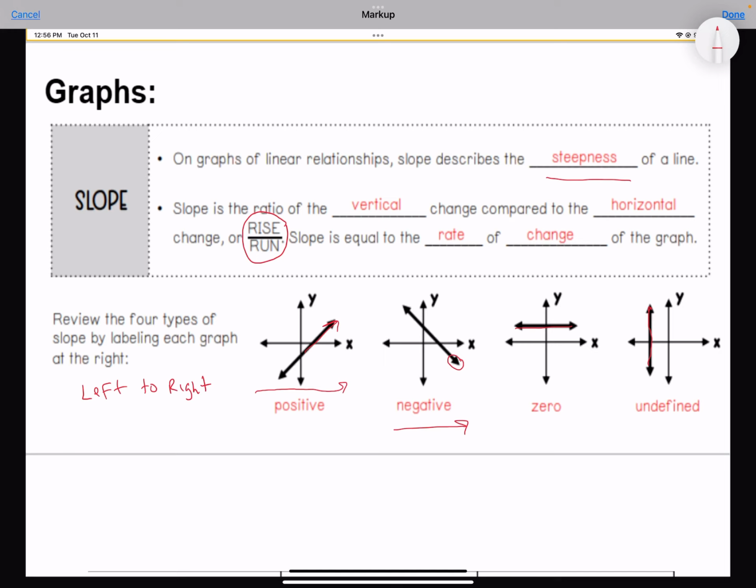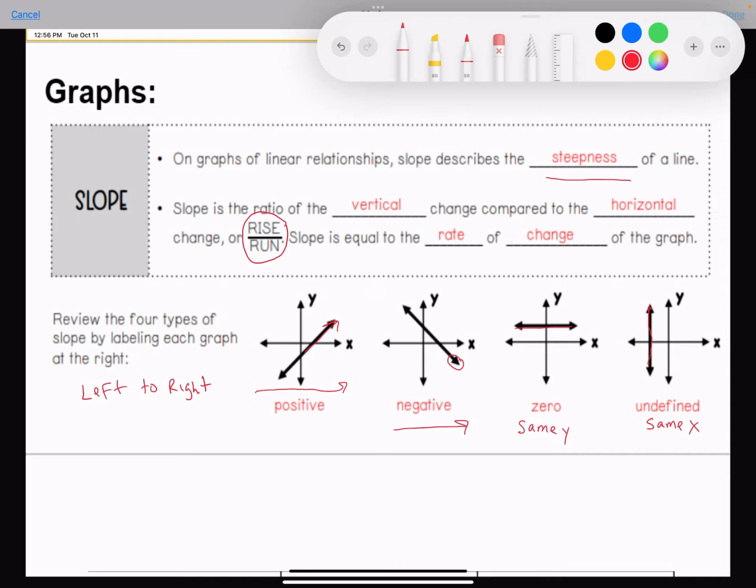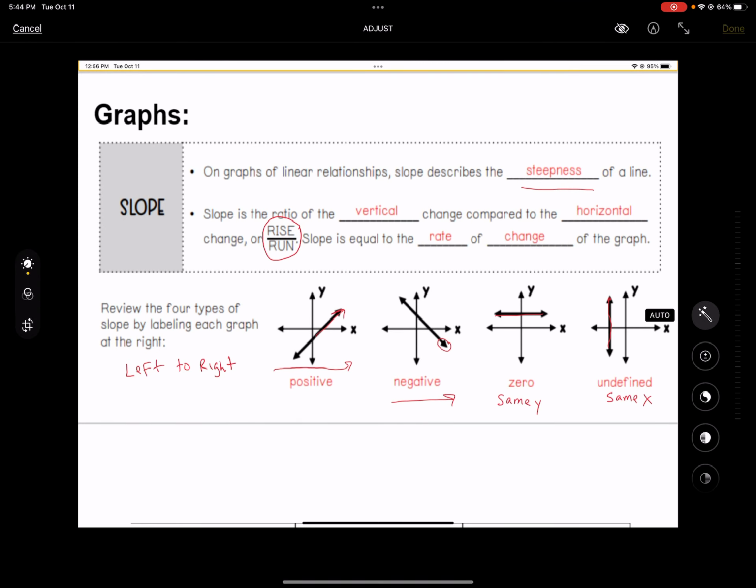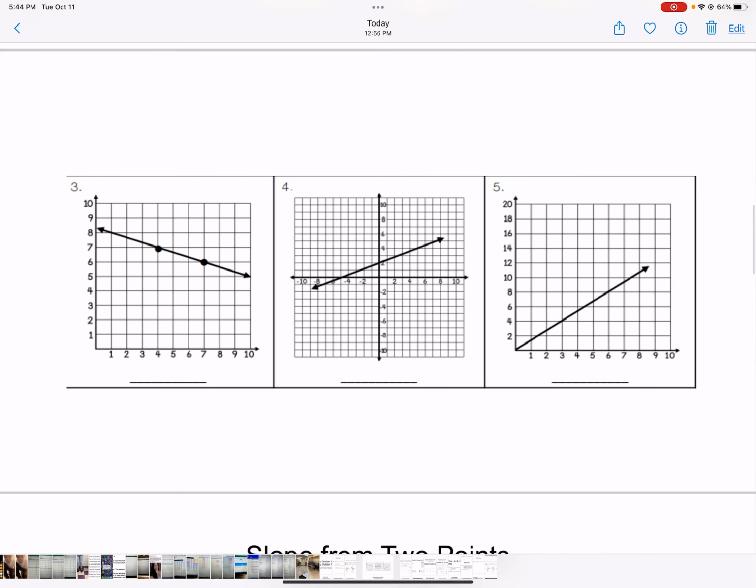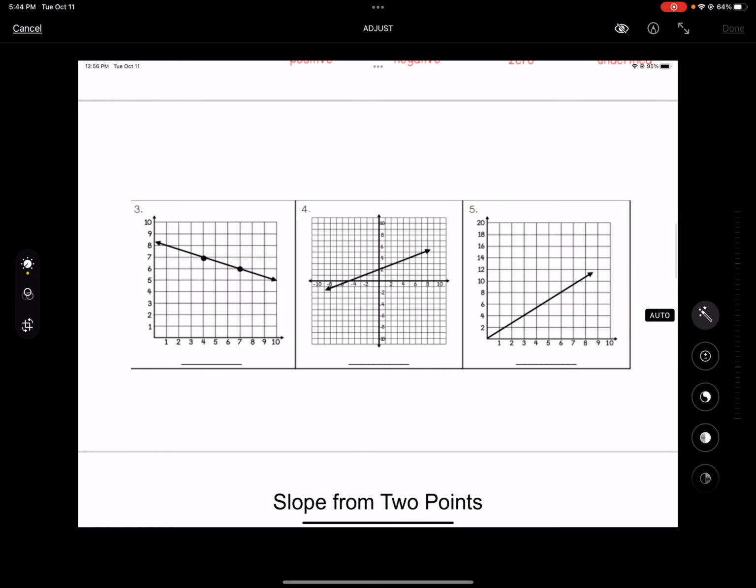Here, this is kind of important. Here, you will have the same y's. And here, you will have the same x's. Okay, so that is based on the graph. So here are your examples.